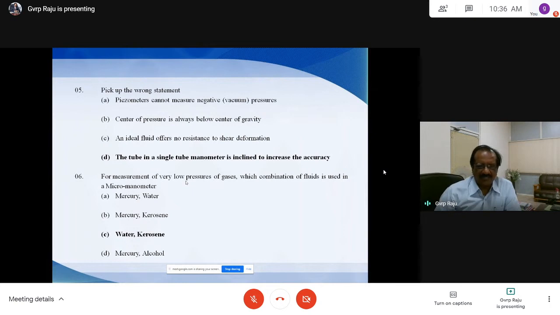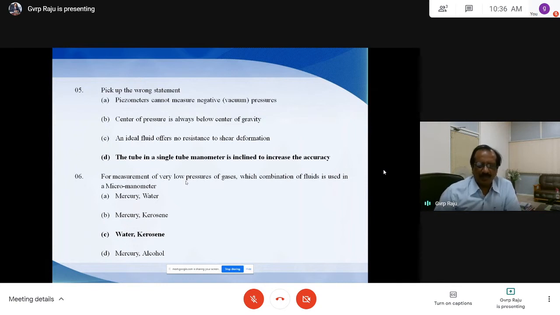And the tube in a single tube manometer is inclined to increase accuracy. Absolutely not. Accuracy is entirely different. Accuracy you can get with the help of a micromanometer. So whether the column is vertical or inclined doesn't matter particularly about the accuracy. So D is absolutely wrong, but important.